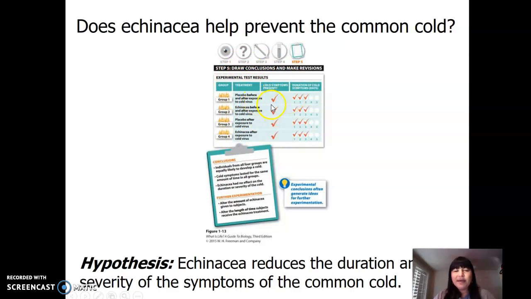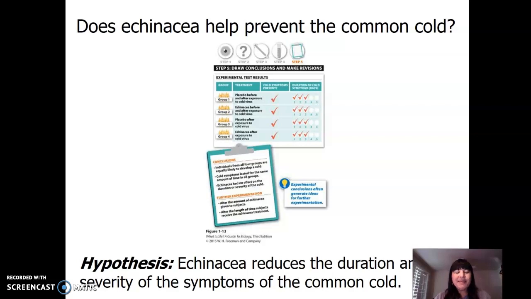Well, what happened was the results were similar between the two groups. Here, conclusion: individuals from all 4 groups are equally likely to develop a cold. Cold symptoms lasted for the same amount of time in all groups. Echinacea had no effect. So if echinacea had no effect between the control group and the experimental group, what are we going to say? Do we accept or do we reject our hypothesis? We would reject our hypothesis, yes?